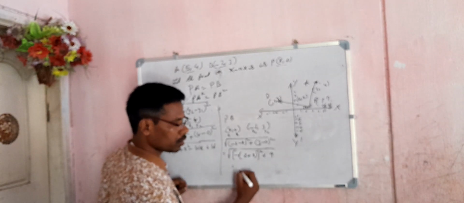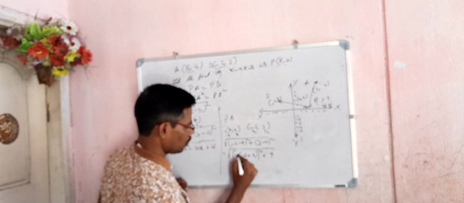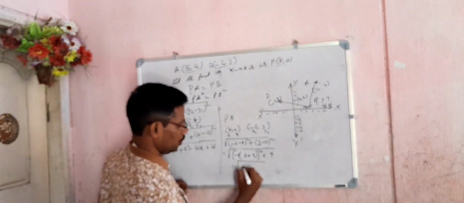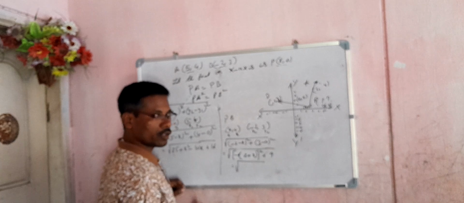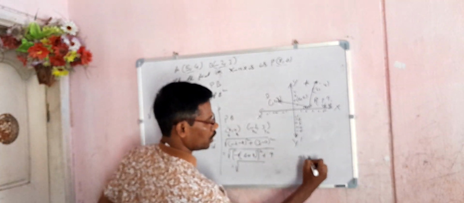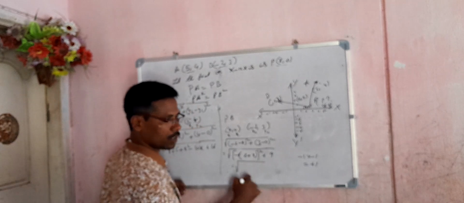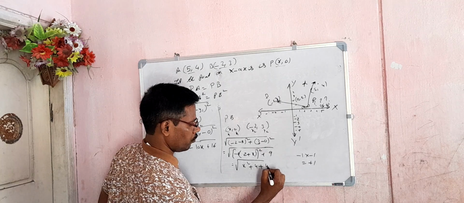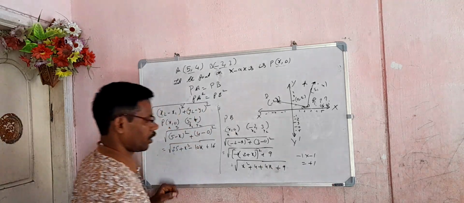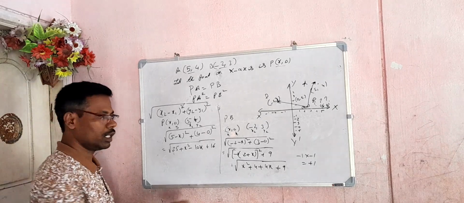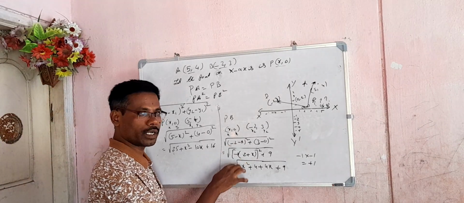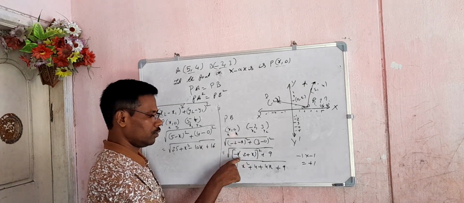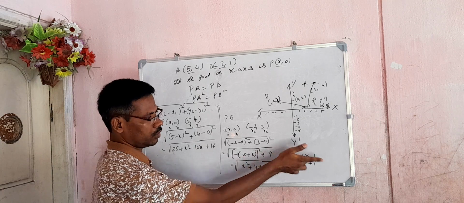So here apply (a plus b) whole square. So this minus 1, again negative times 2, is minus 1 into minus 1 is plus 1. So it becomes (a plus b) whole square. a square plus b square plus 2ab: x square plus 4x plus 4 plus 9. Are you getting my point? Here minus 2 minus x both are having negative symbols. So what I am saying is take minus common outside. So you will get same thing, minus 1 whole square is plus 1, rule.